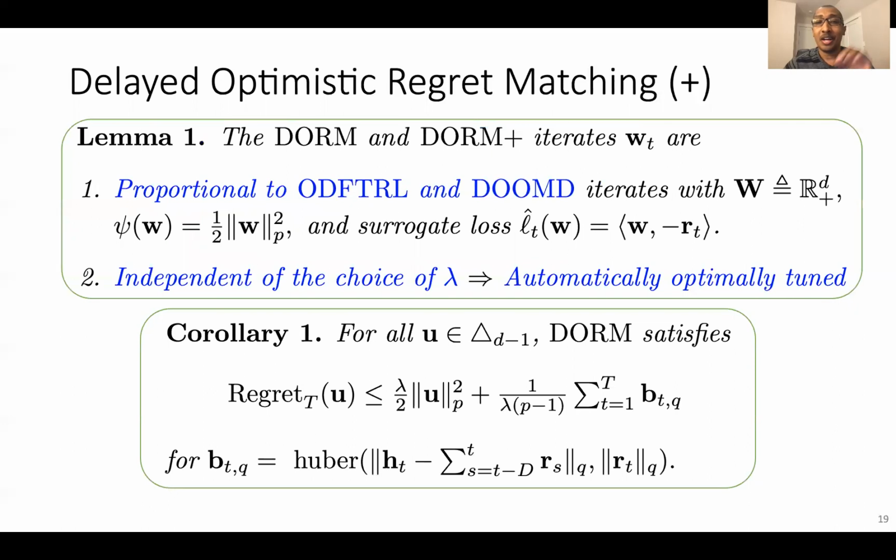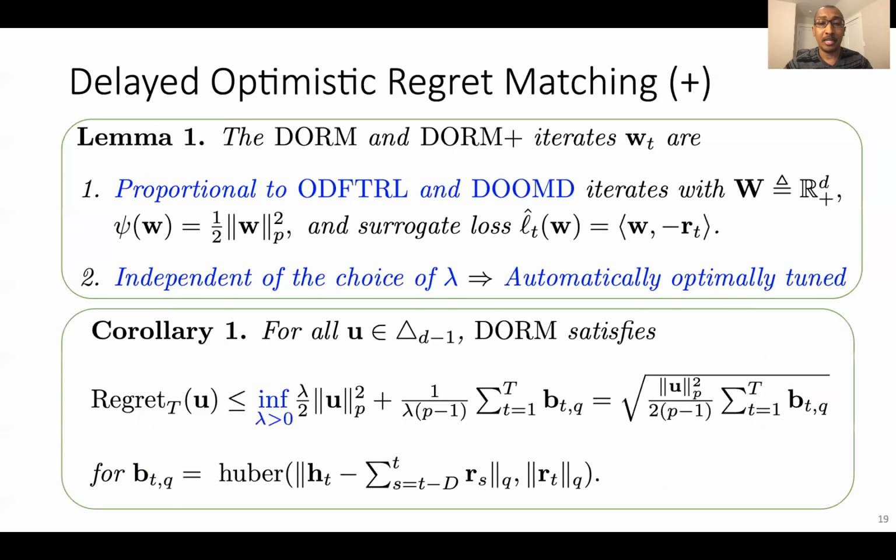Second, these algorithms are also independent of the choice of lambda, which means that I can run them with any value of lambda I want, say lambda equals 1, and I get an algorithm that is automatically optimally tuned with respect to lambda. That is amazing. And so let's see how this impacts our regret guarantee. Instead of just having a single lambda here, I can actually take the infimum over lambda, and I get back the optimally tuned regret without having to pick any special value of lambda. Fantastic.